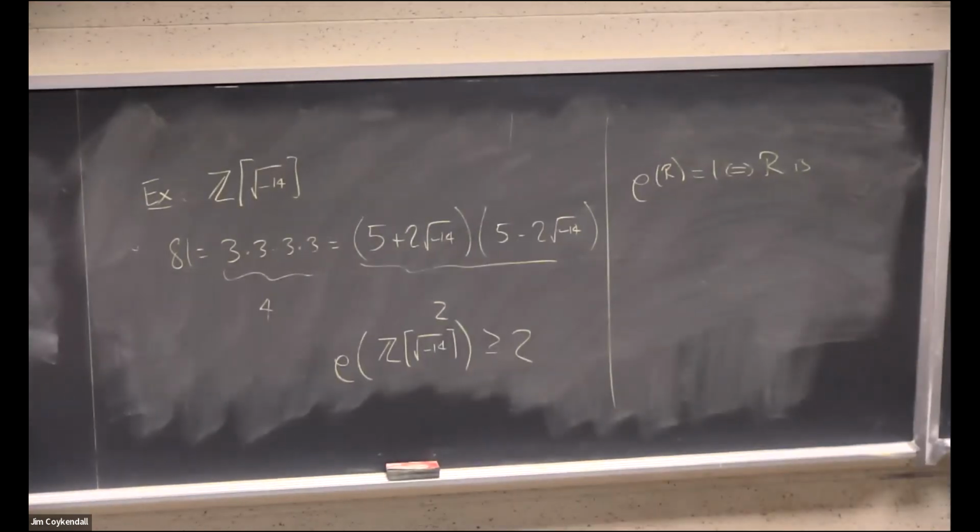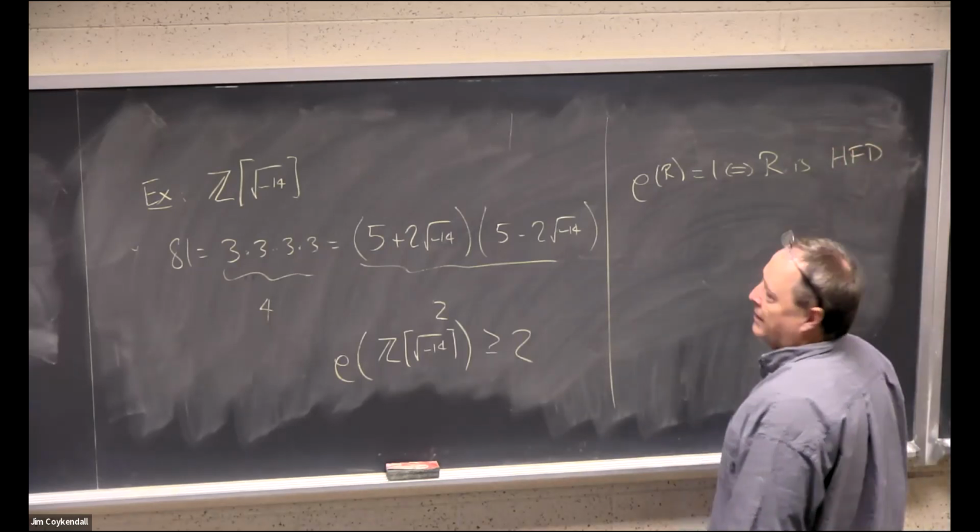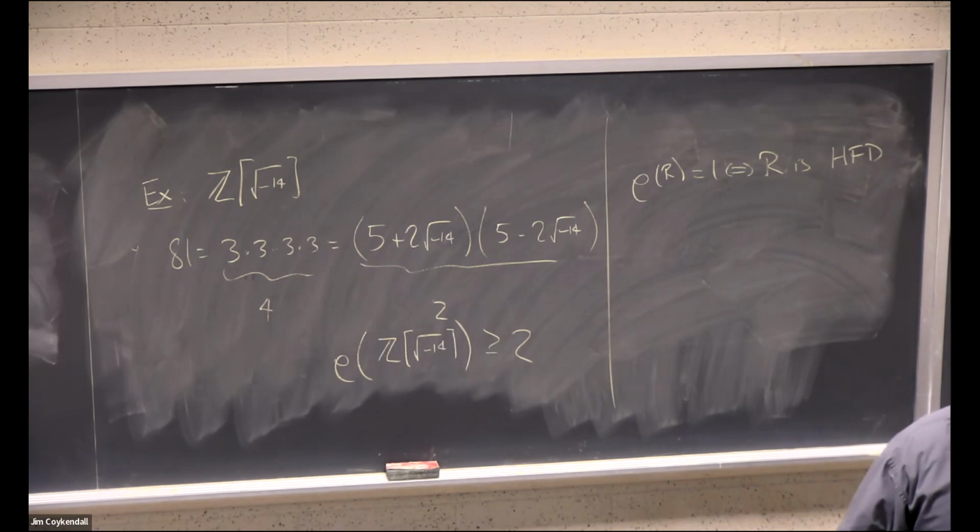Elasticity is 1, assuming that R is atomic, the elasticity of the domain is 1 if and only if it's half-factorial. Because that means that all factorizations, elasticity 1 means that all factorizations have the same length, right? And so intuitively, the bigger the elasticity, the crazier you can make the factorization, right?